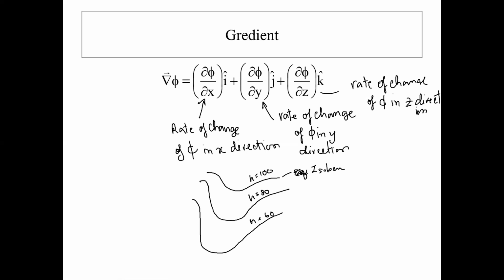Or you may take a look at the meteorological map and you see the isobar, the line of equal pressure. And that is also called a gradient. So sometimes we use this in our work.